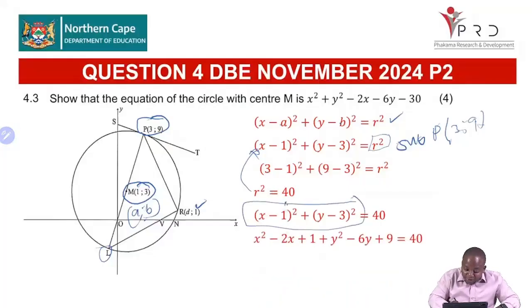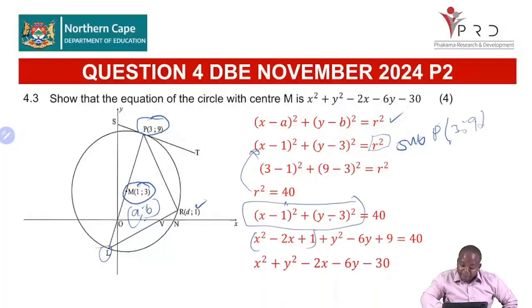I can distribute the first bracket. I'm going to get x squared minus 2x plus 1. Then when I expand the second bracket, I will get y squared minus 6y plus 9. Then all is equal to 40. Then I can simplify here by collecting the like terms. Then I get my equation as x squared plus y squared minus 2x minus 6y minus 30.